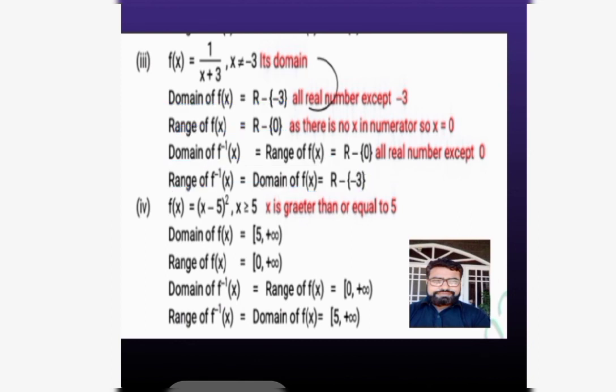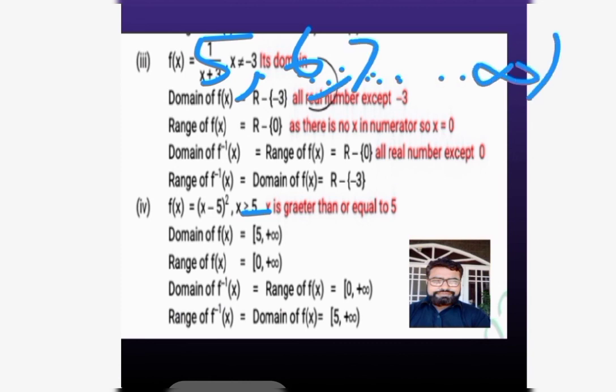Now the last part, part number 4. Here is again x greater than or equal to 5. This is the domain. It means we have the value 5, as it is greater than or equal, and after 5 there is 6, 7, and this process will continue till infinity. So the domain is from 5 to infinity. 5 is included as there is the equal symbol, so we write a square bracket, and till infinity. Infinity is not a number, so we put a small bracket.